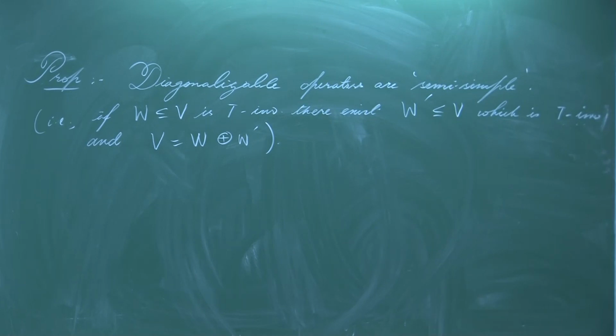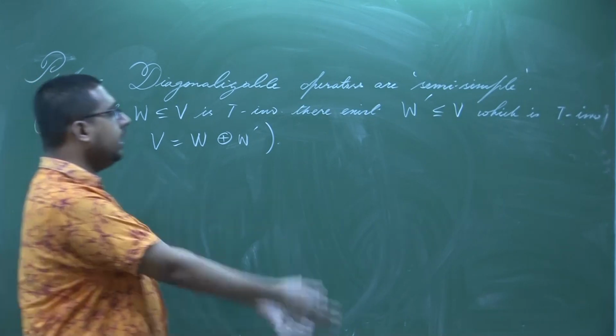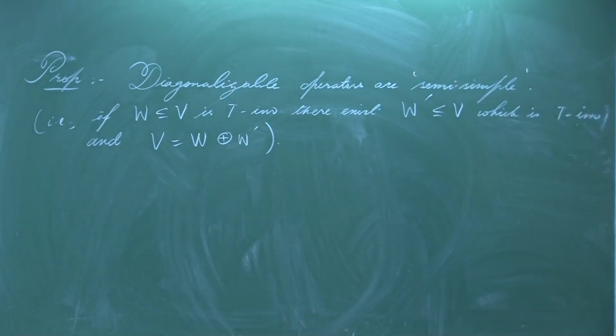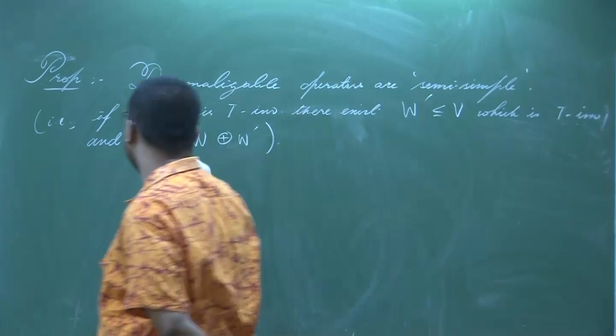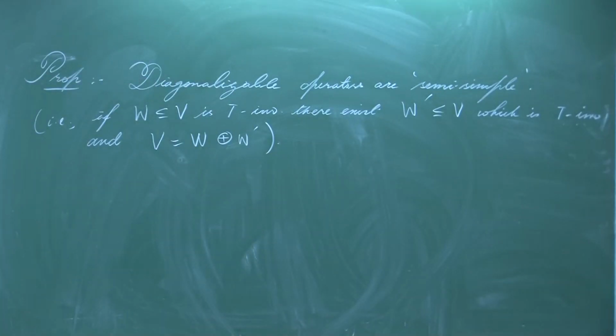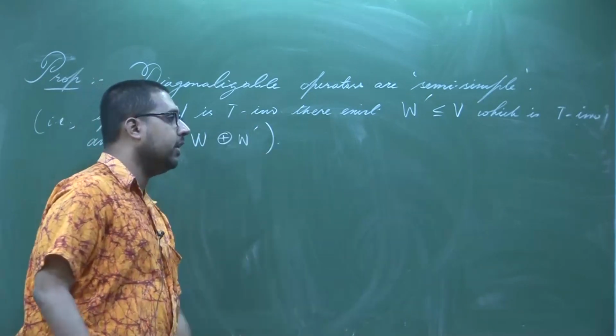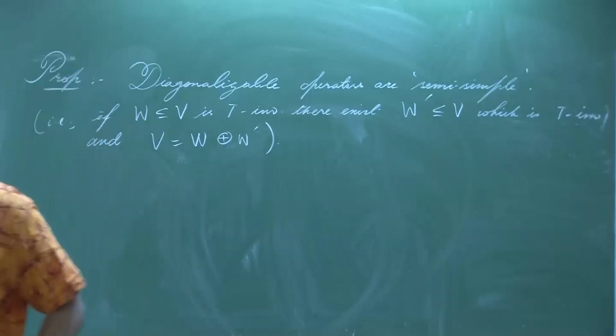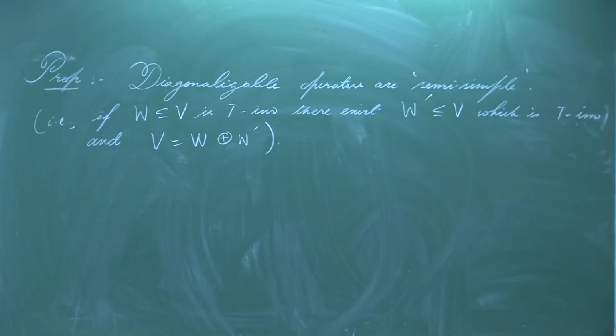So, try to understand: when V is a general vector space, of course finite dimensional, and W is a subspace, we know that there is a W prime such that V equals W plus W prime, and there are plenty of such W primes. But if we further insist that W is T invariant and that W prime is also T invariant, this may not always be the case.